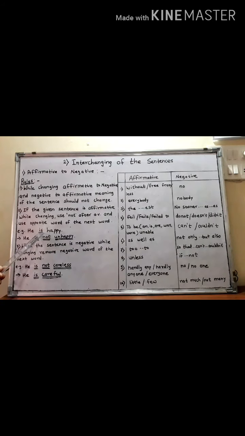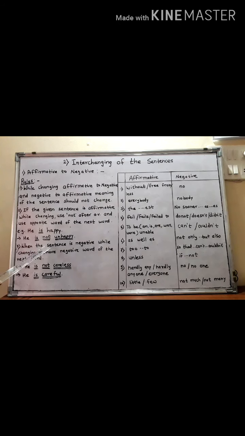Means after the auxiliary verb, happy is the word. So after the auxiliary verb, you have to use not, and after that the opposite of happy, you have to use unhappy. So he is happy. How will its negative sentence be? He is not unhappy. This we have converted a positive or affirmative sentence into negative.